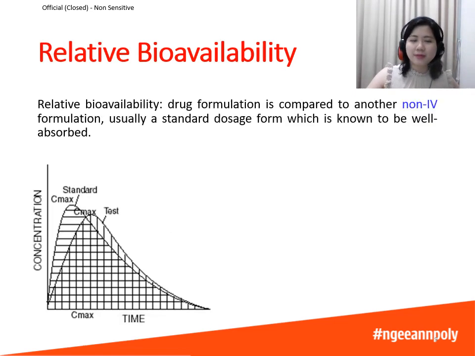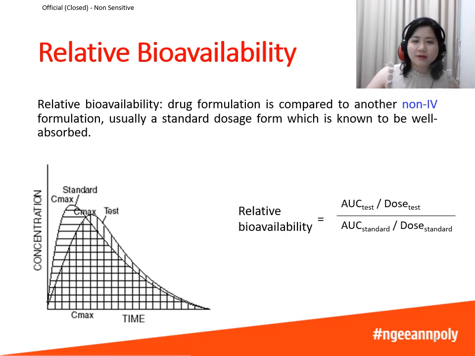Sometimes we want to compare the bioavailability of a dosage form to another non-IV dosage form. This is called relative bioavailability. A comparison is usually made to a standard dosage form which is already known to be well absorbed. The plasma drug concentration time curves are constructed for the test dosage form as well as the standard dosage form.